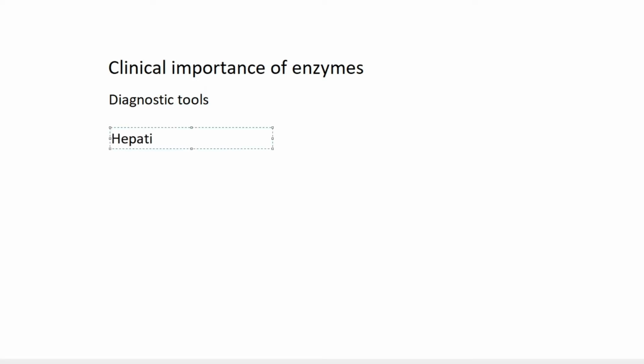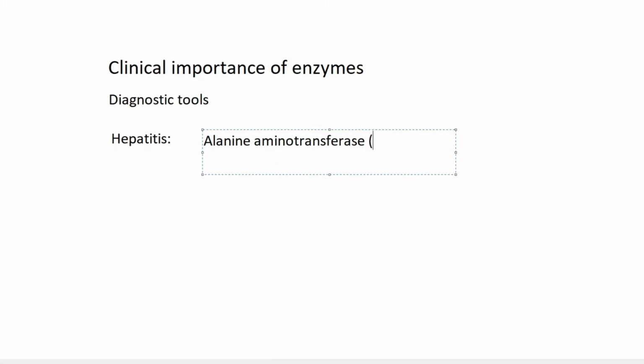Starting with hepatitis, which is a disease of the liver. The enzyme alanine aminotransferase, often written as ALT, is abundant in the liver, and it is quite specific to the liver. So high levels show possible damage to the liver.